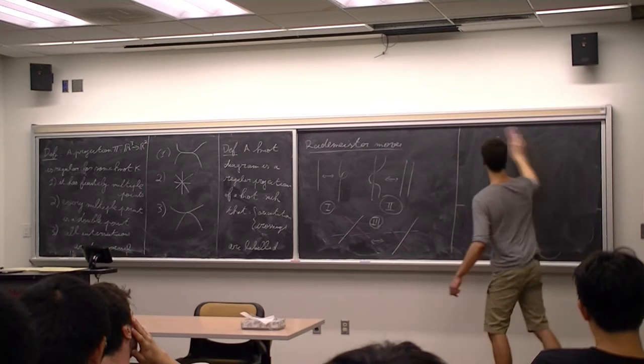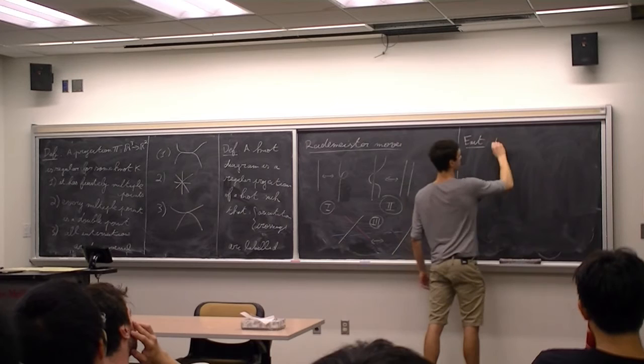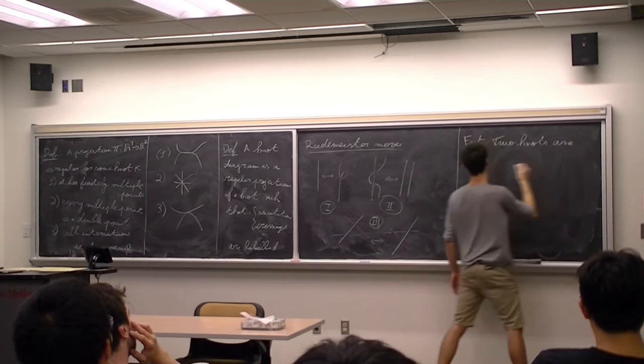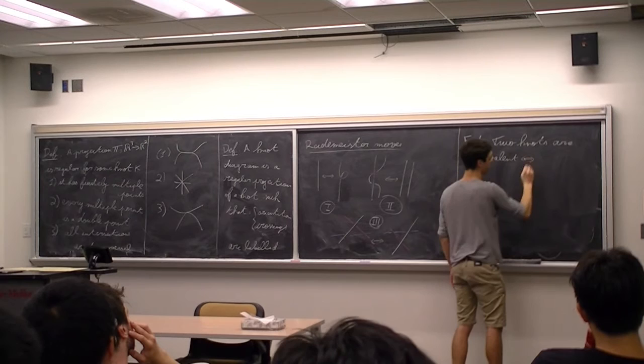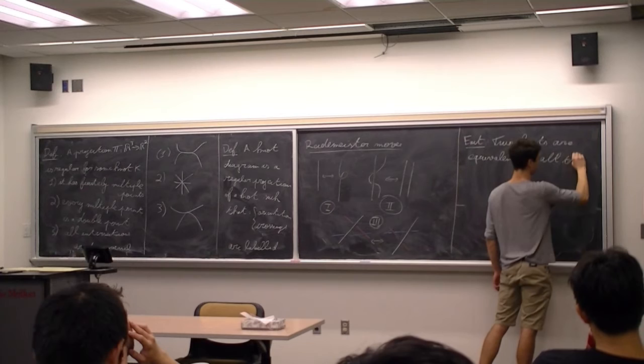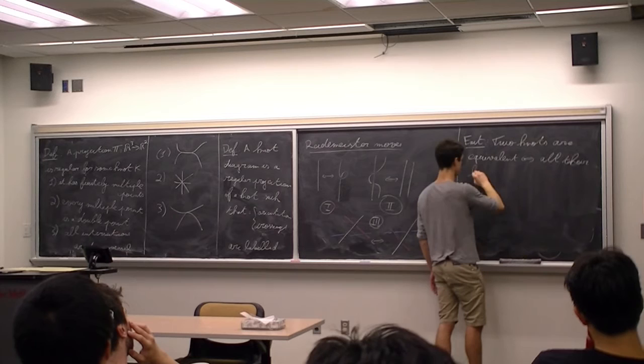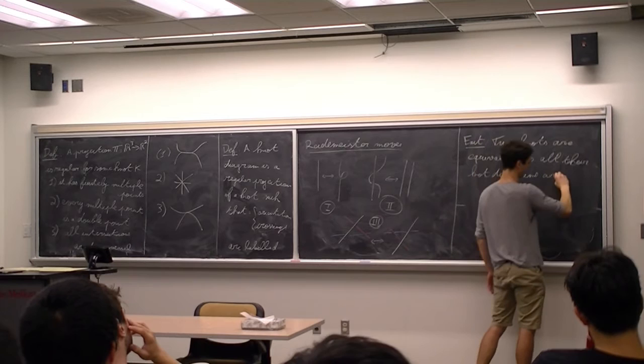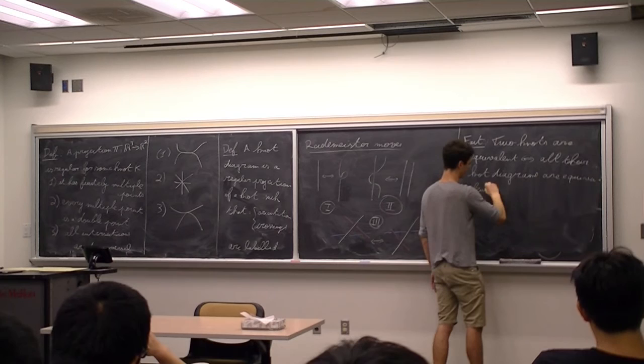So, in fact, two knots are equivalent if all their knot diagrams are equivalent, which means the same after finitely many Reidemeister moves.